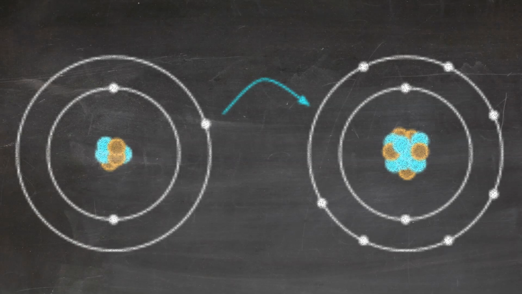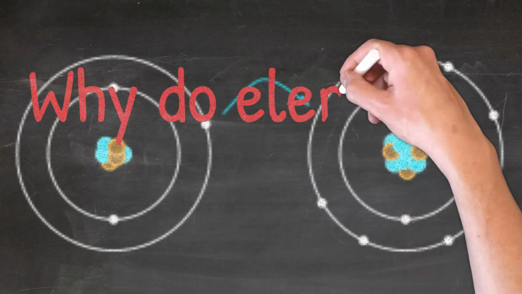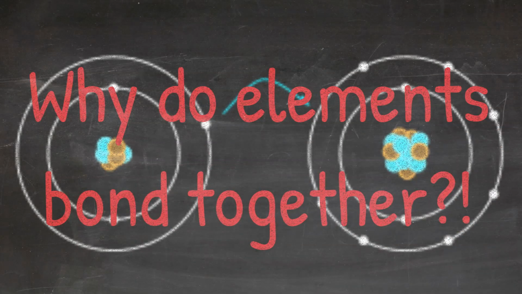Why does chemistry happen? Why do ions form? And why do elements bond together? In this video, we're going to cover the main underlying principle as to why chemistry happens and why elements bond together. Make sure you stay until the end so you fully understand this simple yet very important principle.